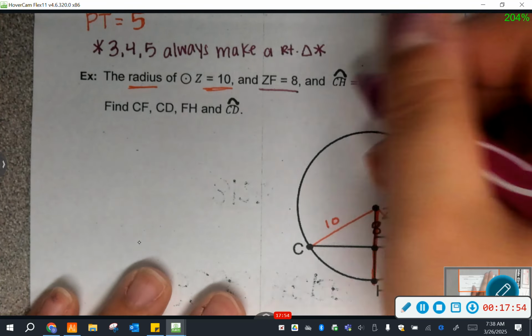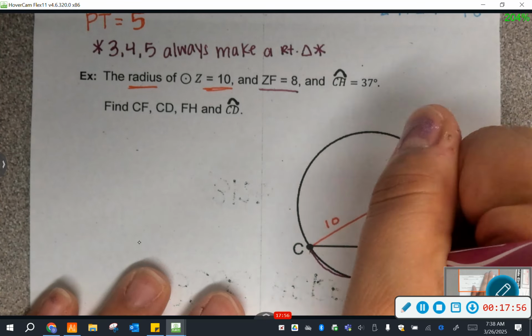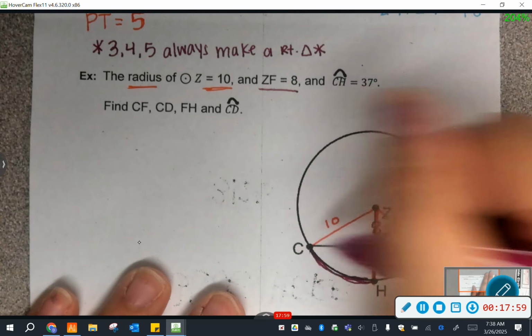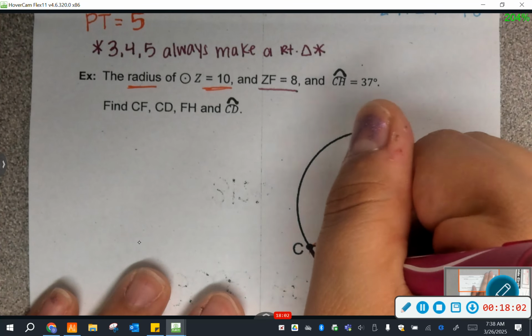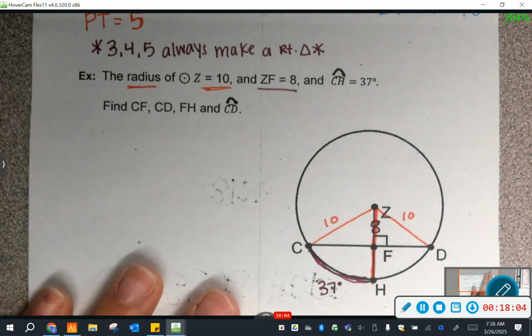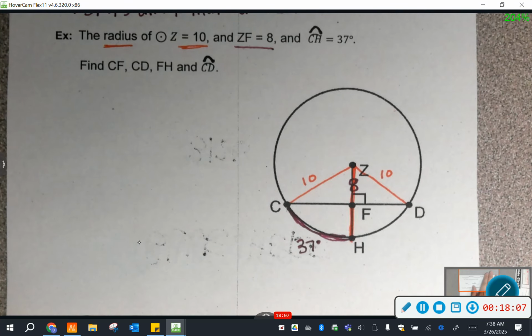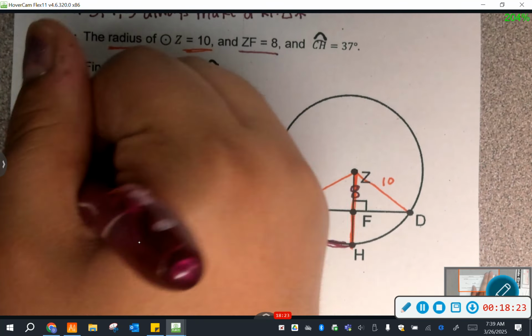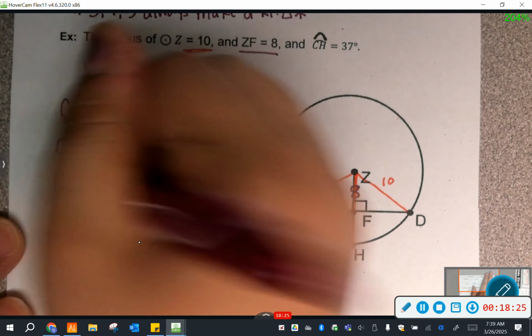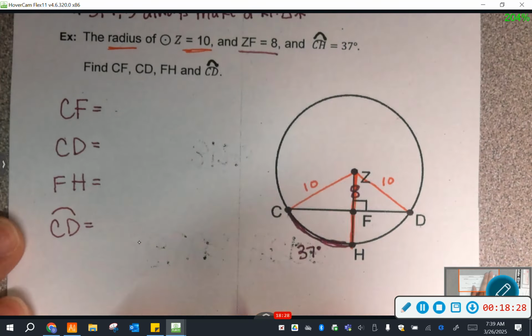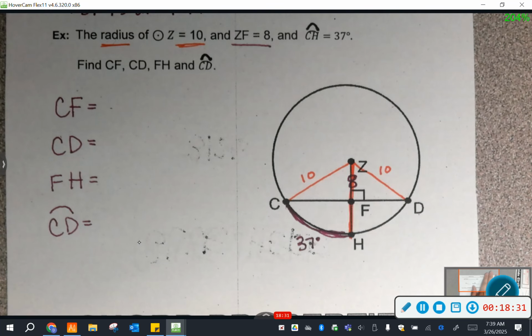And CH, ooh, that's arc CH, is 37 degrees. It wants me to find CF, CD, FH, and CD. Okay, let me write those down. CF equals, CD equals, these are all the different things it wants me to find.